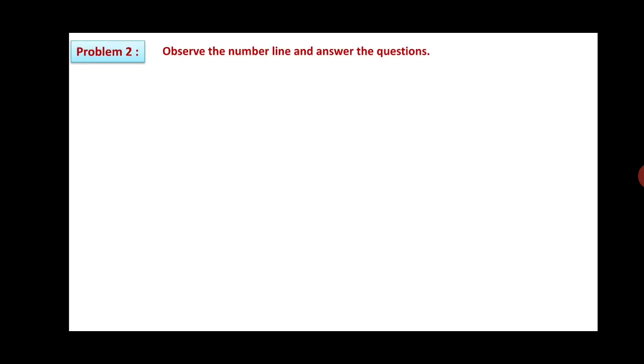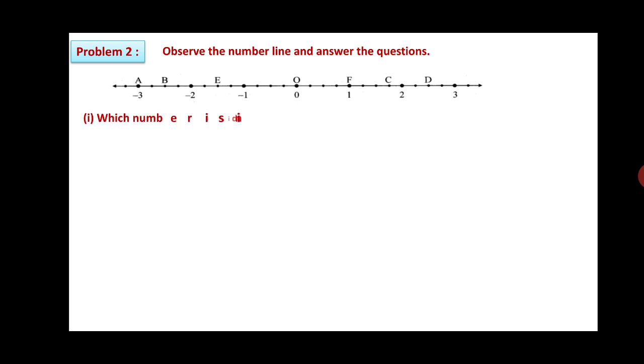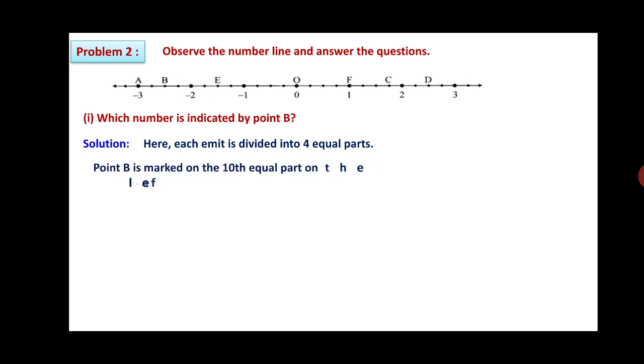Friends, let us see one more. Observe the number line and answer the questions. This is the given number line, wherein you can see the numerical part as well as some letters, means points. Which number is indicated by point B? You can see the point B is lying between minus 2 and minus 3, to the left of 0. If it is divided into 4 equal parts, point B is marked on the 10th equal part on the left side of 0. Therefore, the number indicated by point B is minus 10 upon 4.